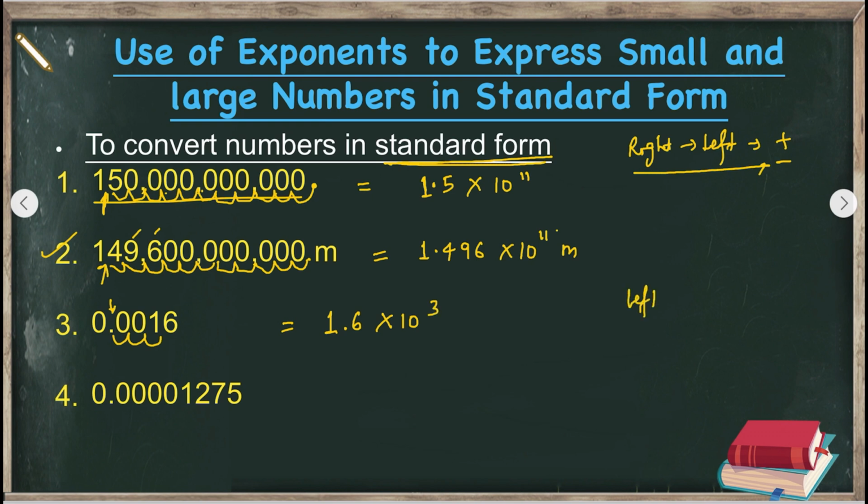But when we move the decimal from left side to right side, the power of the exponent will be negative. That means this should be minus 3. So when you're shifting from left to right, the power of the exponent will be negative.